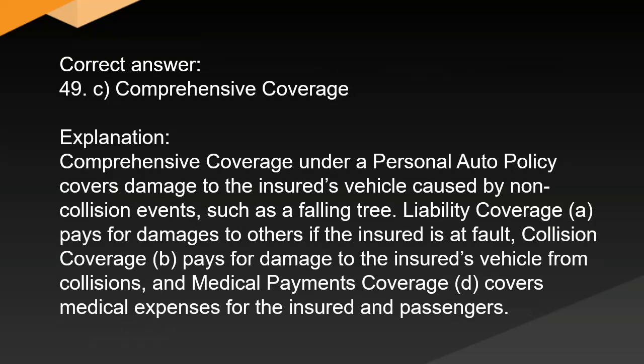Correct answer: C. Comprehensive coverage. Explanation: Comprehensive coverage under a personal auto policy covers damage to the insured's vehicle caused by non-collision events such as a falling tree. Liability coverage, A, pays for damages to others if the insured is at fault.